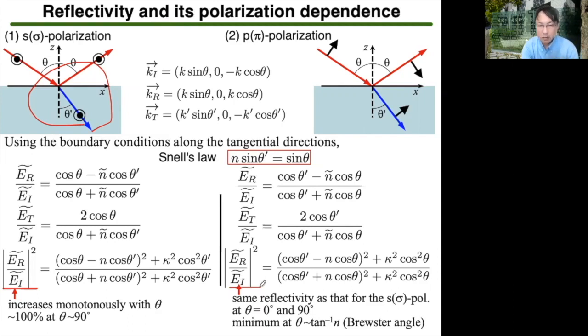It is rather difficult to notice, but the reflectance in the P polarization once decreases when theta is going from 0 degrees. Although it depends on kappa, the reflectivity takes a minimum near the so-called Brewster angle, evaluated as arctangent n. Going beyond the Brewster angle, the reflectance increases and approaches 1 near theta of 90 degrees in the very grazing condition.